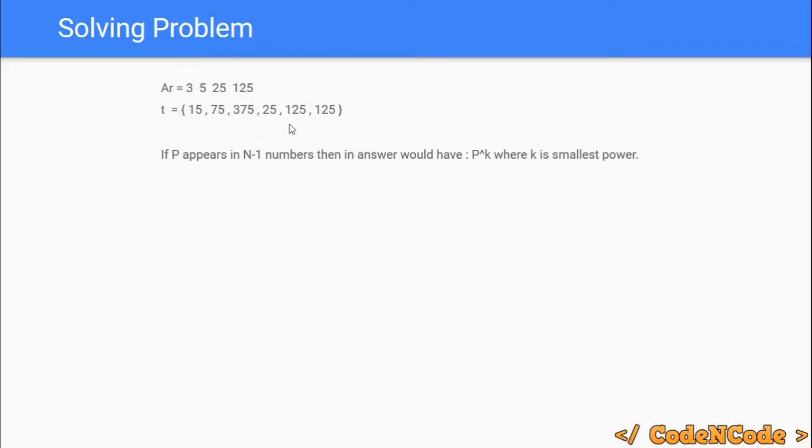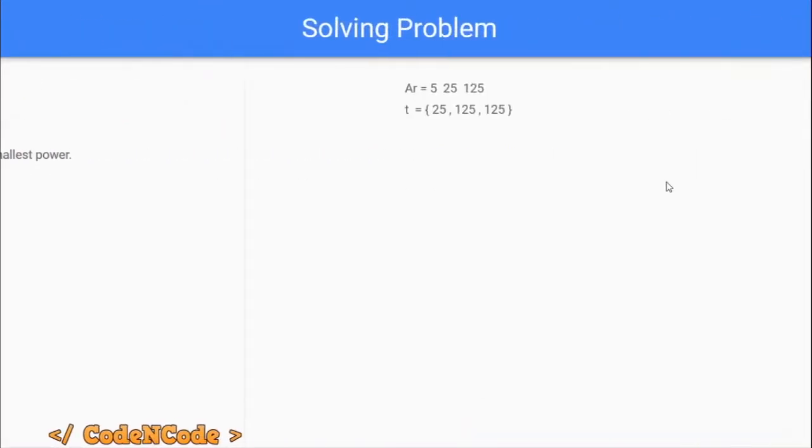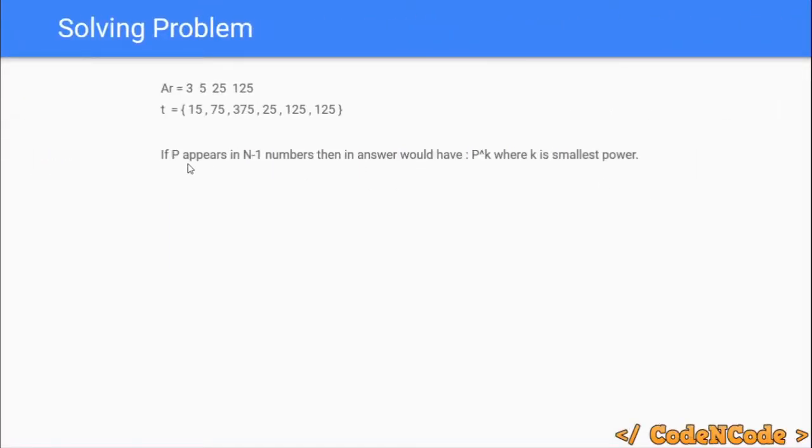If this thing is not clear, take some other example, make sure that this thing is clear, because we are going to use this fact directly. If any prime p is appearing n minus 1 times, then in the answer p raised to power k would be there, where k is the smallest power of p present in any number. So the smallest power of p is 1 here. Here for prime 5 the power is 2, here for prime 5 power 3. So smallest is 1. So in the answer 5 raised to power 1 would be there.